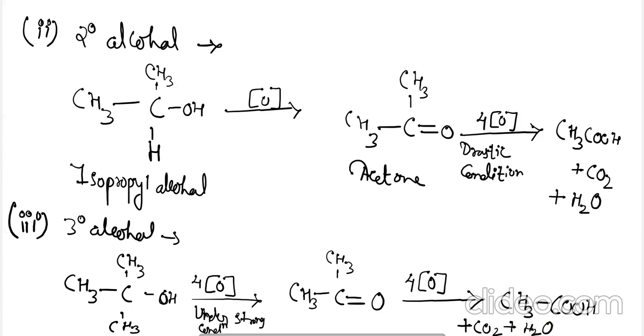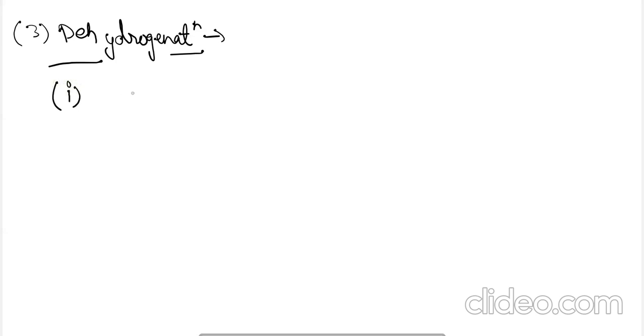Next is the dehydrogenation of alcohol. The dehydrogenation of alcohol is achieved when the vapors of alcohols are passed over heated copper at 573 Kelvin. Generally, primary and secondary alcohols get easily dehydrogenated to form aldehydes and ketones respectively, while tertiary alcohols get dehydrated under the reaction conditions to form alkenes. They do not form ketones or aldehydes, they form alkenes.